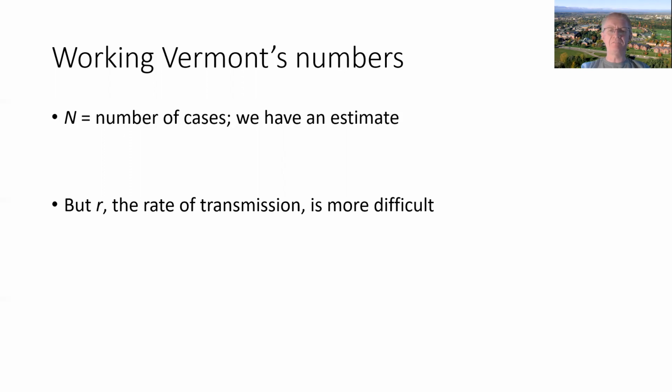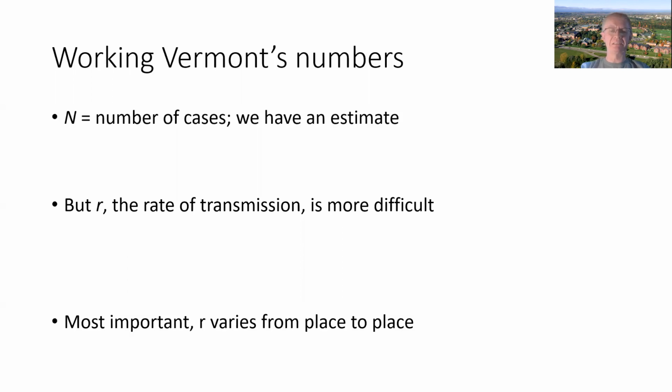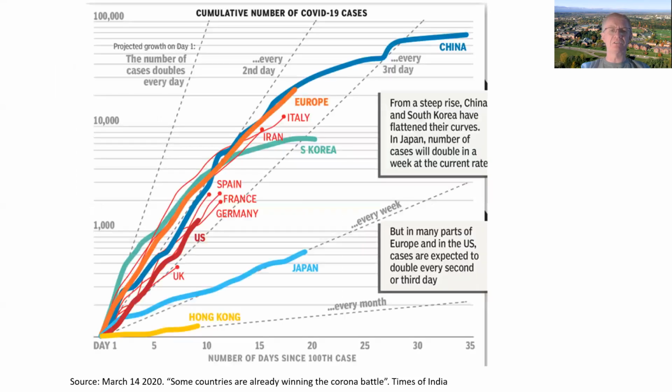The reason for that is it varies from place to place. We don't really know accurately what our rate is in Vermont just yet. We will be able to go back and look at it over time once we've got several more days of data. And that will be important to do because that will be a number we want to work on and we want to decrease. And more importantly, R varies from place to place. So some countries have much higher rates of transmission than others. And here's some data to look at. This is a graph I got from the Times of India.